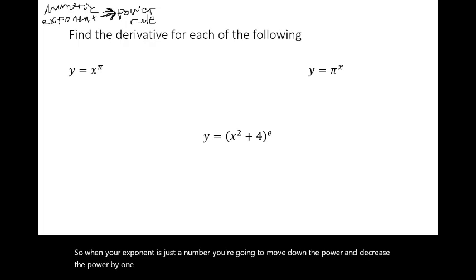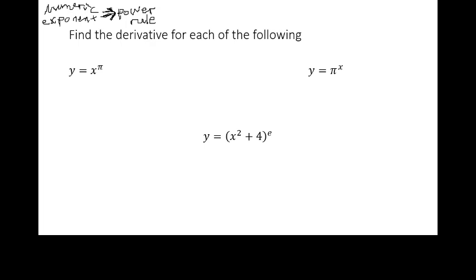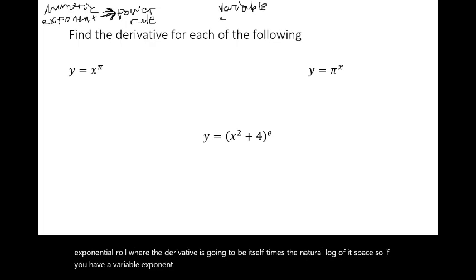However, if your exponent is a variable or involves a variable, it is going to require the exponential rule, where the derivative is going to be itself times the natural log of its base. So if you have a variable exponent, then you are going to use the exponential rule.